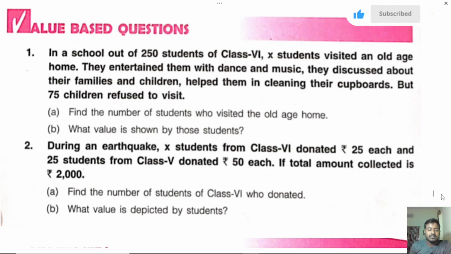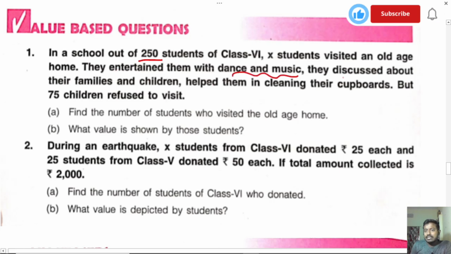Okay. So now start. In a school, out of 250 students of class VI, x students visited an old age home. They entertained them with dance and music. They discussed about the families and the children, and helped them in cleaning the cupboards, but 75 children refused to visit. So total number of students is 250. How many students refused to visit?